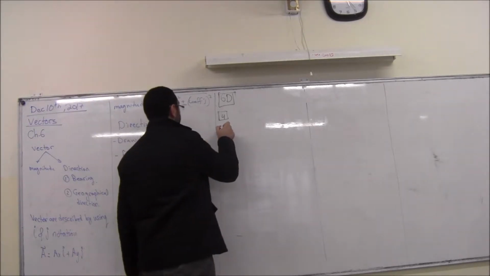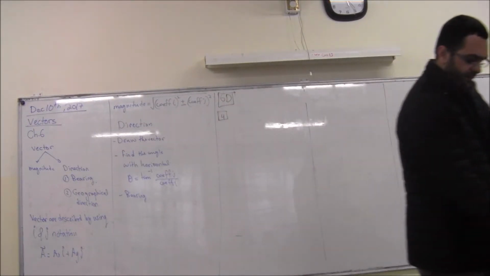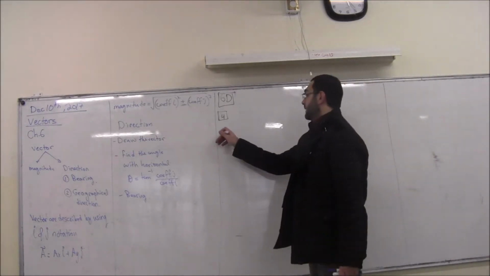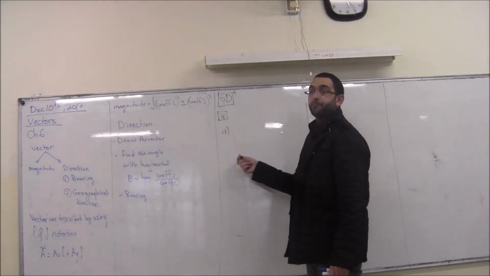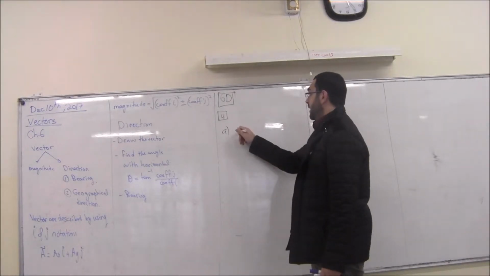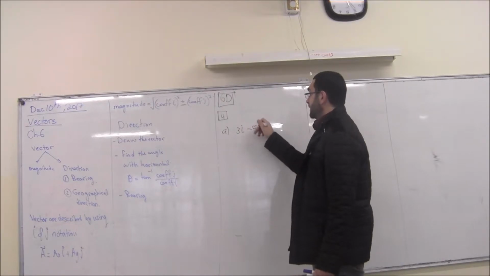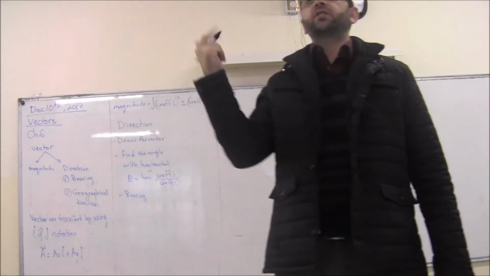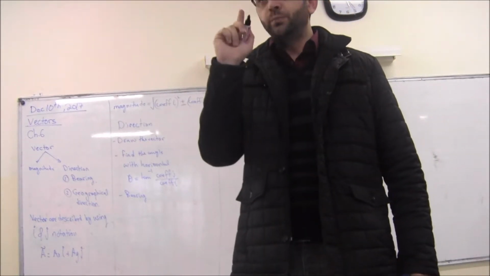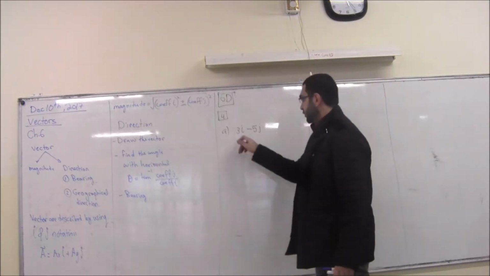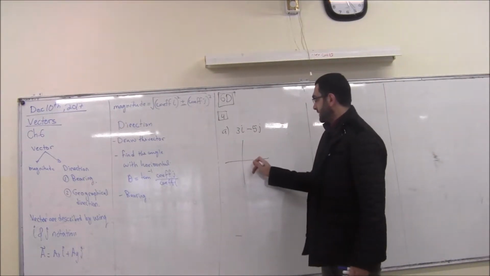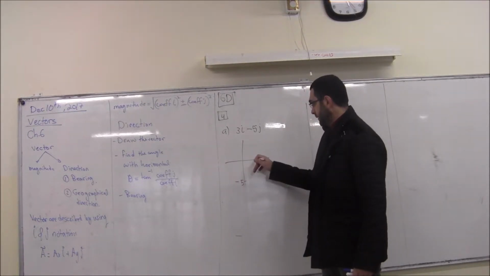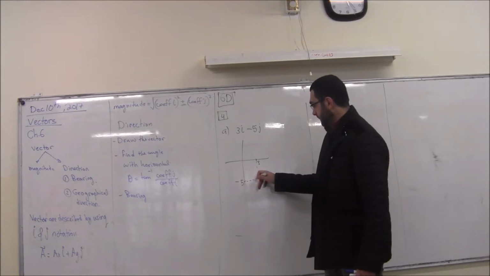Okay, guys. B. A is what? 3i minus 5j. In this exercise, we are asked to find the angle between this vector and the positive y-axis. Right? Positive what? Y-axis. Draw. 3i, this is 3i. Minus 5, this is minus 5 j. Draw the vector.